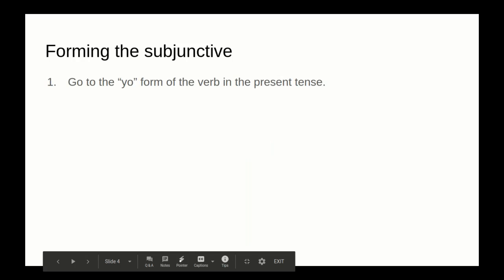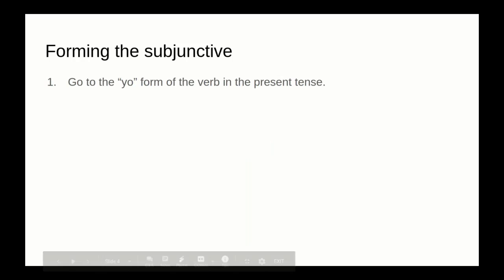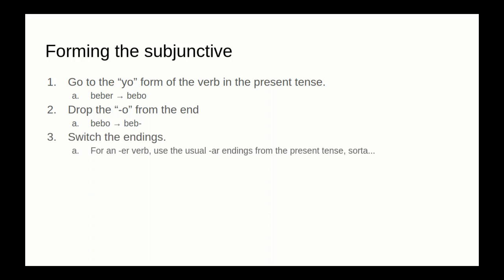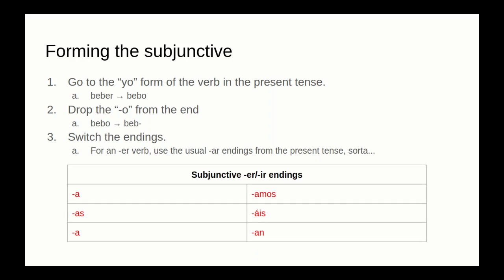So what do we do in an ER or IR verb? Go to the yo form of the verb in the present tense. So let's use our verb beber, to drink. The yo form is bebo, I drink. Drop the o from the end. Bebo becomes beb. Now we switch the endings, and since it's an ER verb, we'll use the AR endings from the present tense, sorta. And what do I mean?